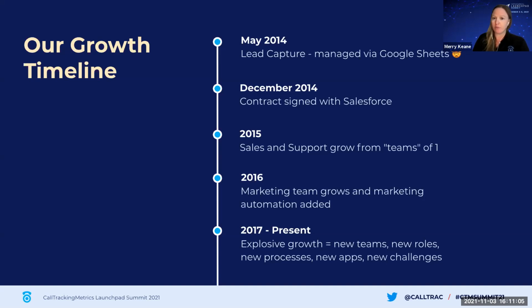In 2015, we opened a second adjoining office, and we began to grow from teams of 1, which meant we had to figure out how to distribute the workload. In 2016, we grew the marketing team and introduced marketing automation to our tech stack. This freed up so much of our team's time from repetitive tasks, and it allowed us to become more strategic with our efforts and our communication. And from 2017 to today, we've experienced explosive growth, which brings new teams like customer success and professional services, new revenue streams, new processes, new apps, and with all of that come many new challenges.